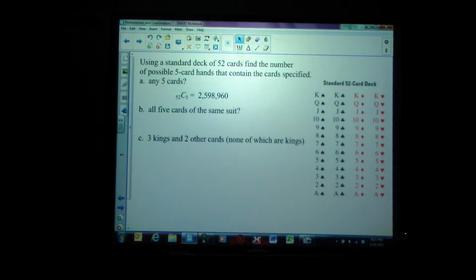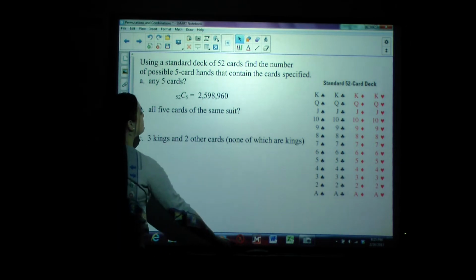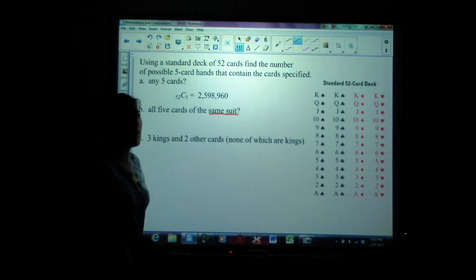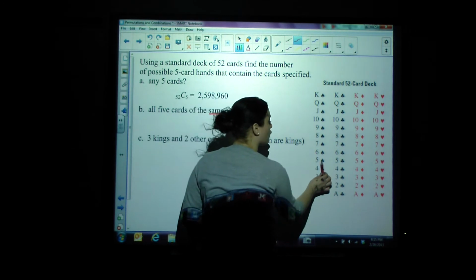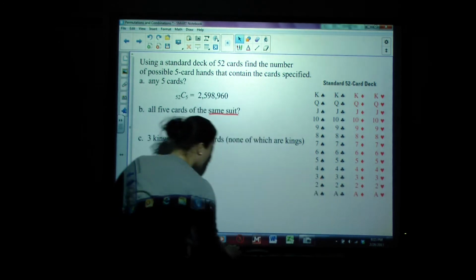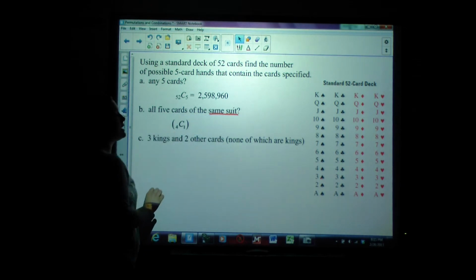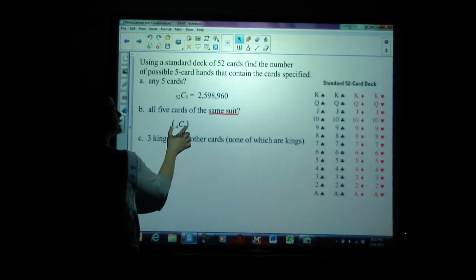Now, how many ways are there to be dealt 5 cards that are all the same suit? Well, this one gets a little tricky because first, which suit? I don't know, it didn't say. So what we have to do first is to pick a suit. And if you notice, there are 4 suits to choose from. So I'm going to start this by saying 4 combinations of 1. What that's doing is picking a suit.